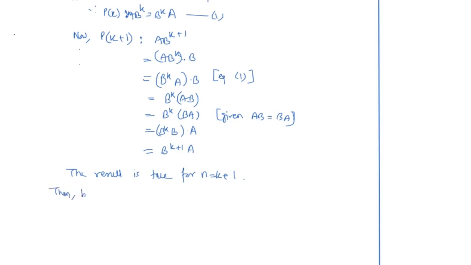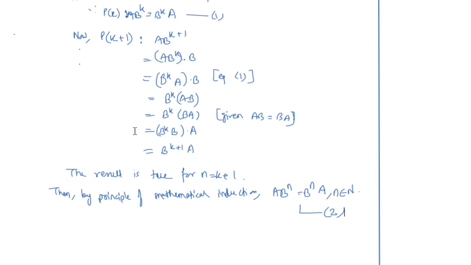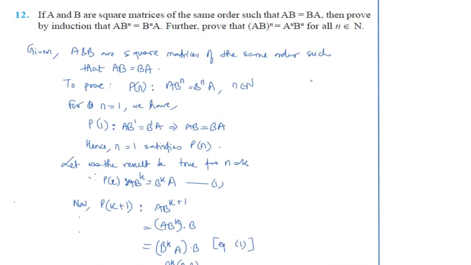Then by the principle of mathematical induction, AB^n is equal to B^nA for all n belonging to N. Alright, now let us call this question number 2, as we will need it later. Now assuming that, we have to prove further that (AB)^n is equal to A^n B^n for this condition.